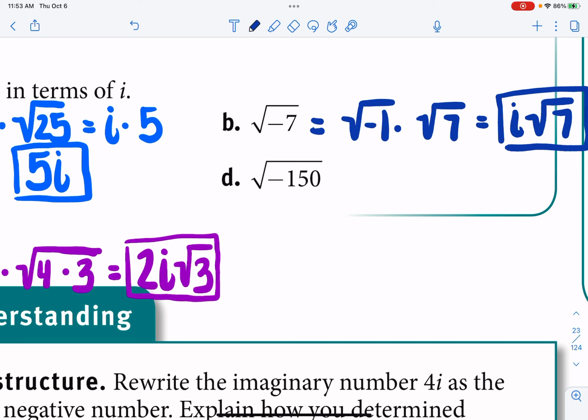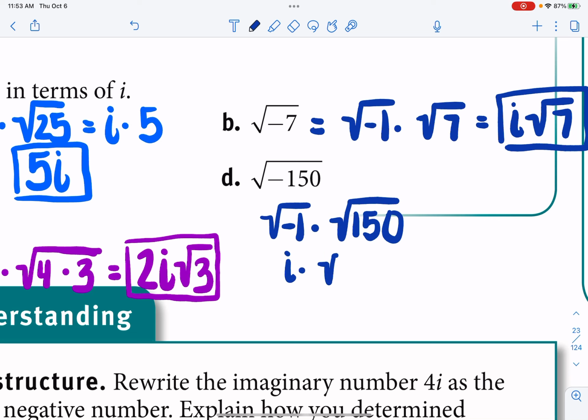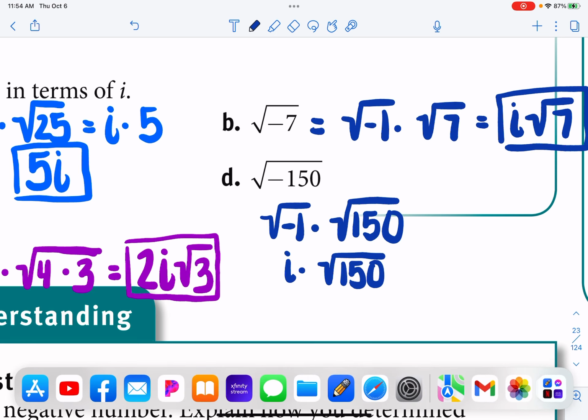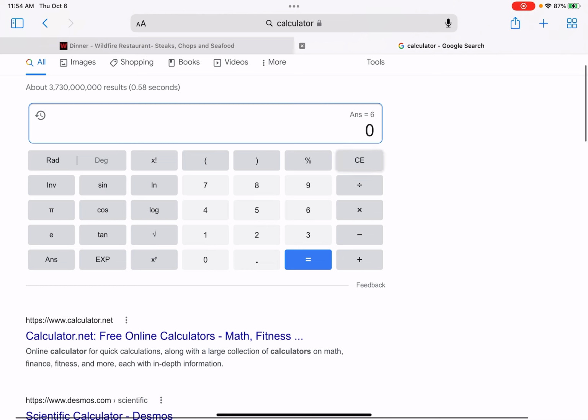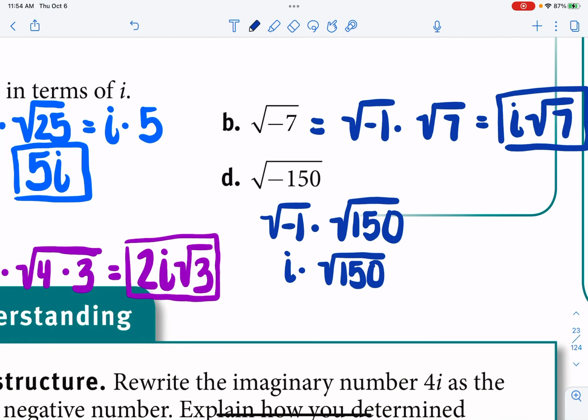Square root of -150, okay? Start off by doing the square root of -1 times the square root of 150. Square root of -1 would be i times the square root of 150. You can definitely simplify 150. The way to figure that out is to go to your calculator and think about a number that's a perfect square that goes into 150. In that case, 150 divided by 25 is 6, so I can rewrite it as i times the square root of 25, times the square root of 6.